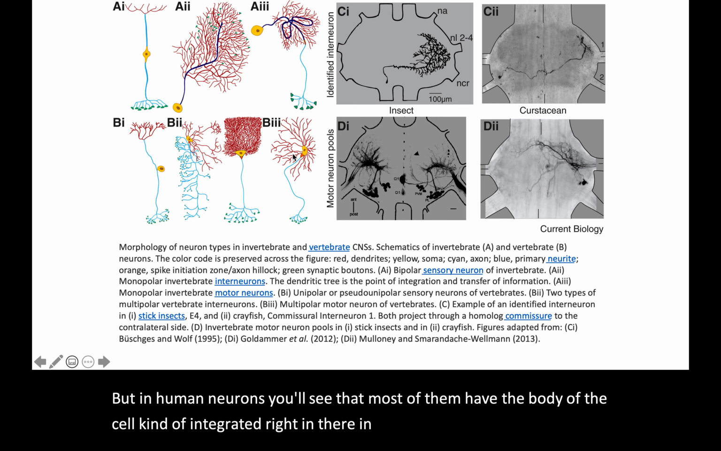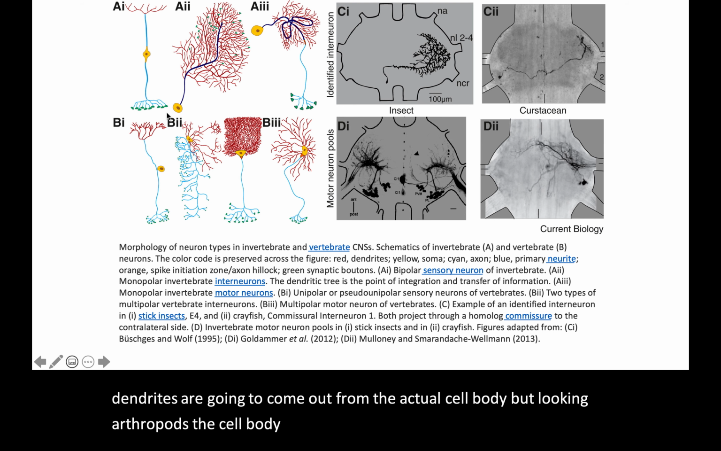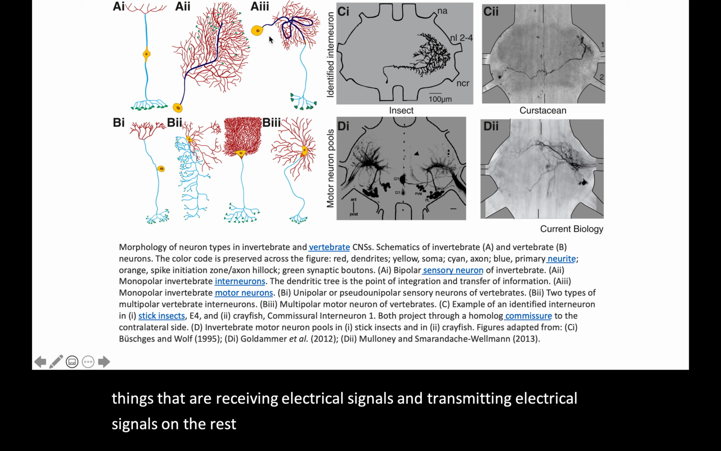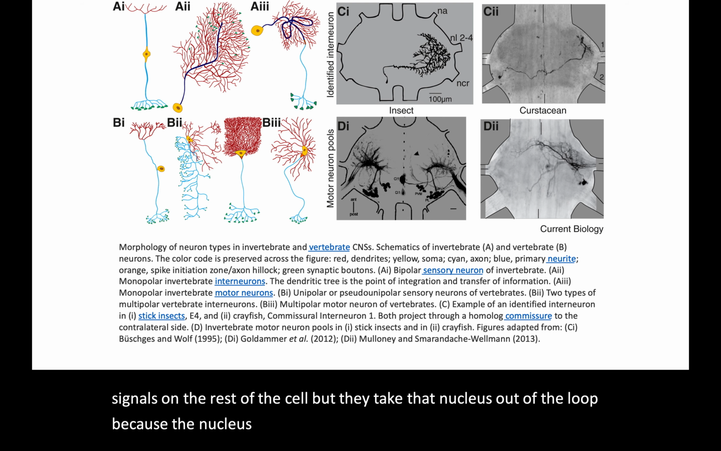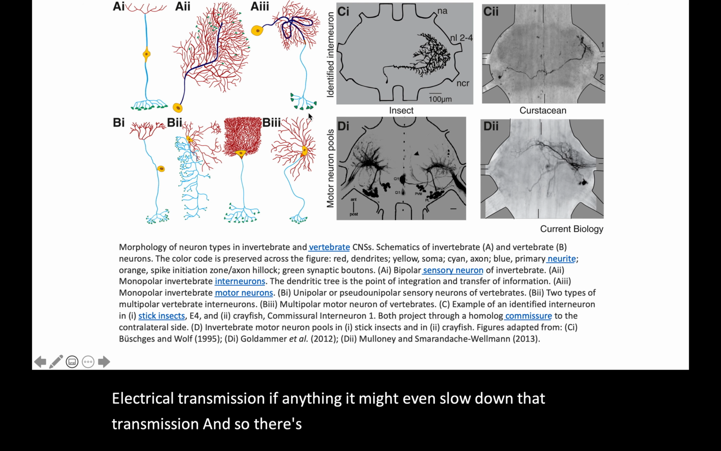And so all the little dendrites are going to come out from the actual cell body. But look, in arthropods, the cell body is out here at the side. And so they will have things that are receiving electrical signals and transmitting electrical signals on the rest of the cell, but they take that nucleus out of the loop because the nucleus isn't actually going to be involved in electrical transmission. If anything, it might even slow down that transmission. And so, yeah, there's a little shorter, a little more efficient circuit there for arthropod neurons.